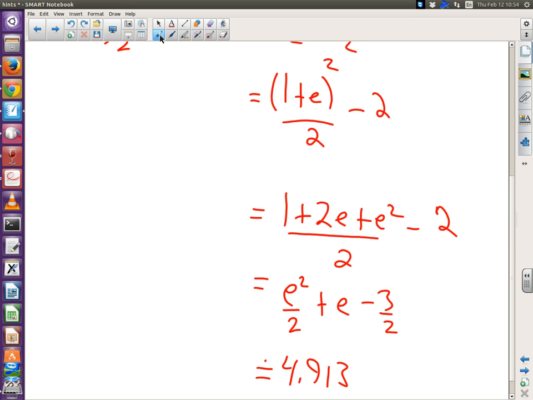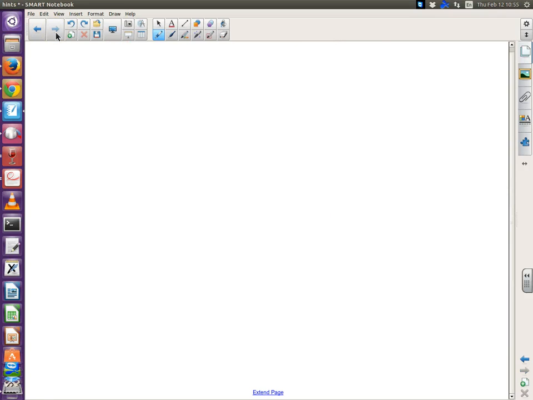Just practicing up e to the and ln and calculator stuff. And here we go. All right, here's an indefinite integral. Please ignore the bell. We're in a weird bell schedule today.